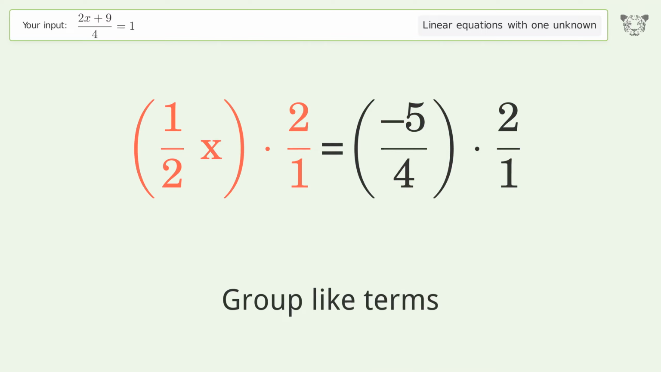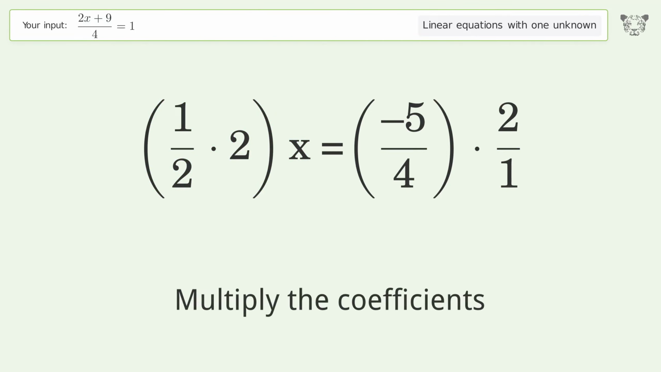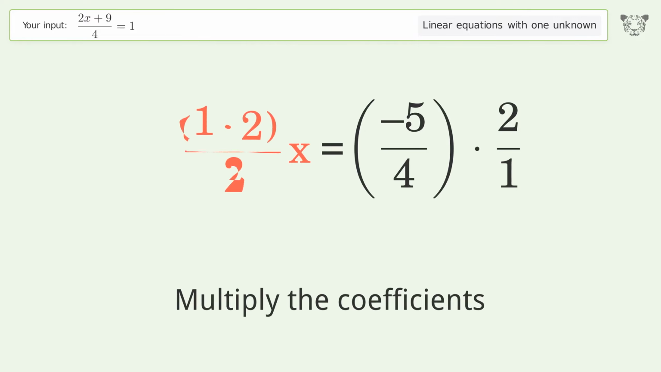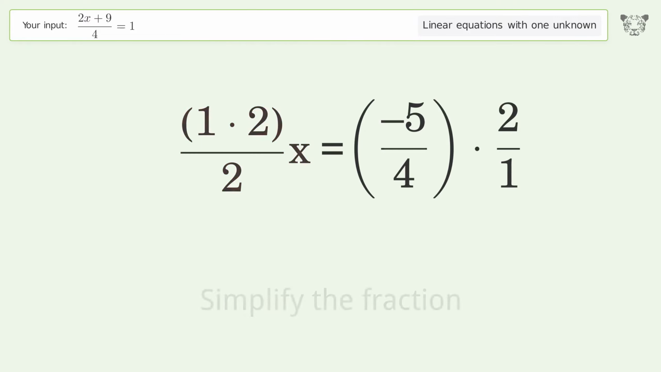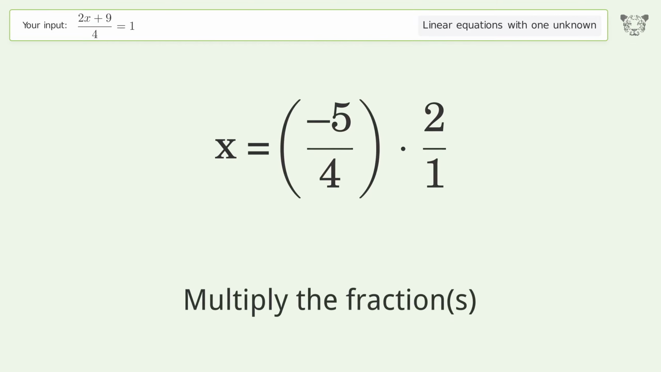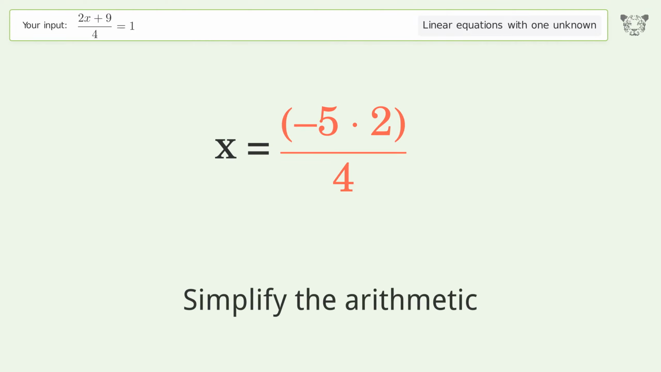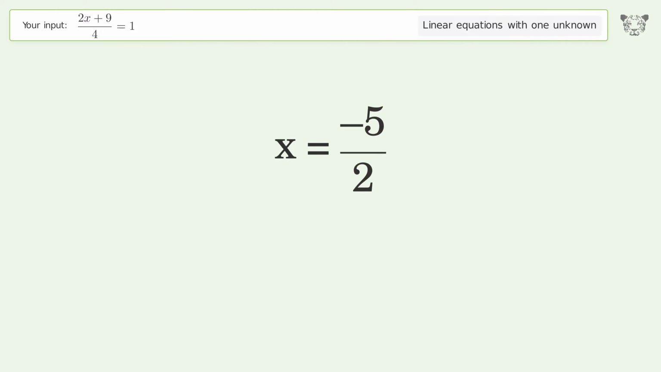Group like terms. Multiply the coefficients. Simplify the fraction. Multiply the fractions. Simplify the arithmetic. And so the final result is x equals -5/2.